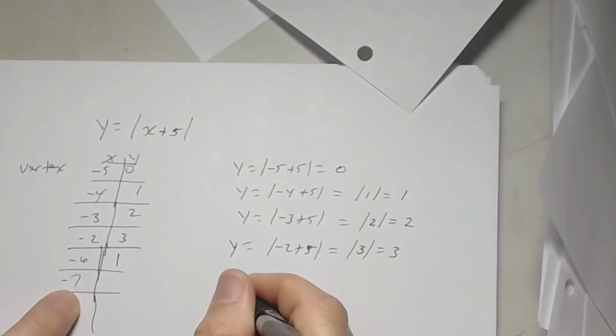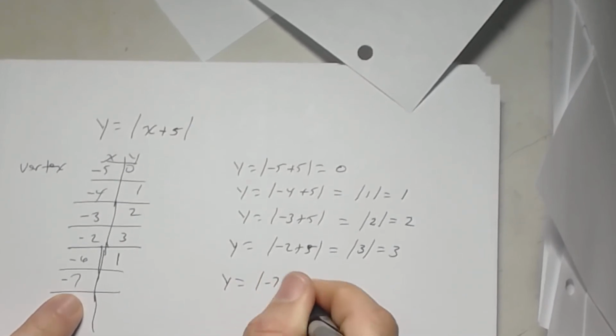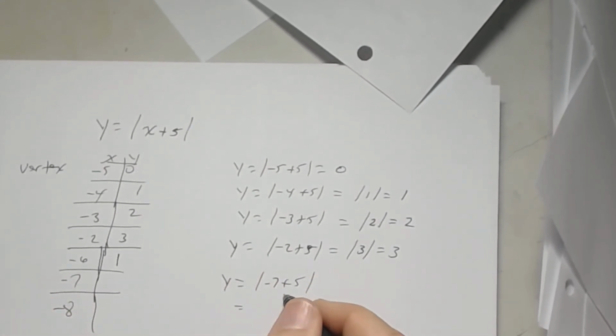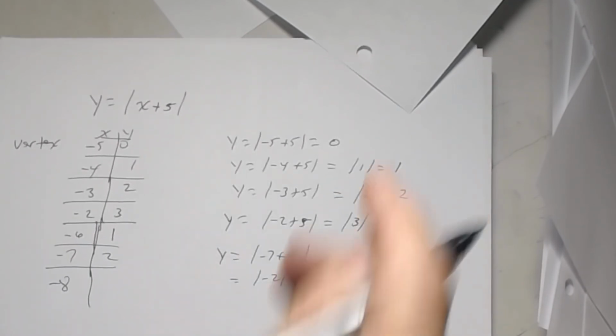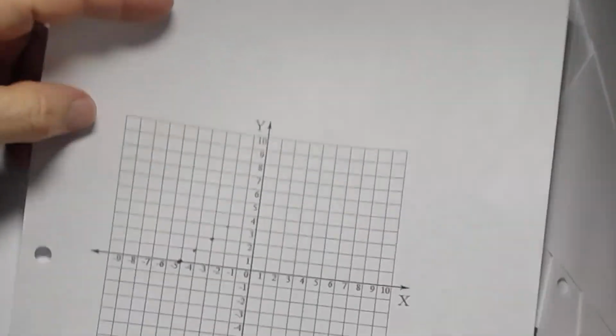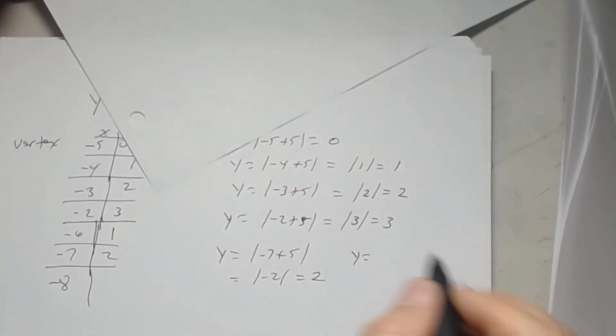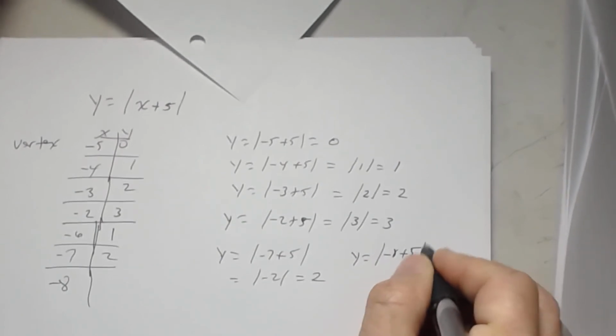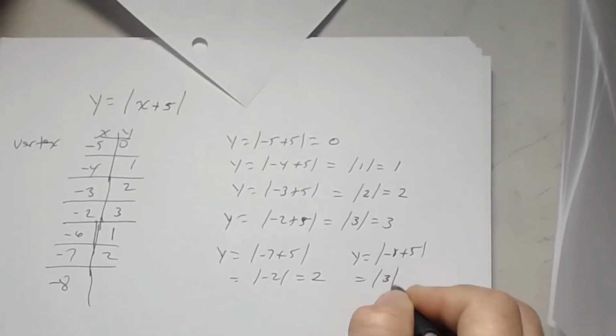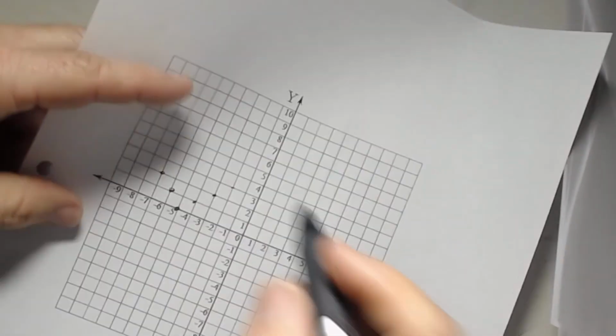But if you don't see what we just did, then work it out. When x is -7, I get y equals absolute value of -7 plus 5. What's -7 plus 5? -2. Absolute value of -2 is 2, right? So I plot the point -7, 2. I forgot to do -6, 1. So here's -6, 1. Here's -7, 2. And then for -8, what do you think my y value should be? 3. So I get y equals absolute value of -8 plus 5, absolute value of -3, which is 3. And so there's your graph.